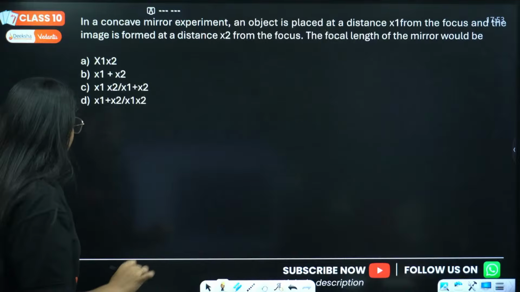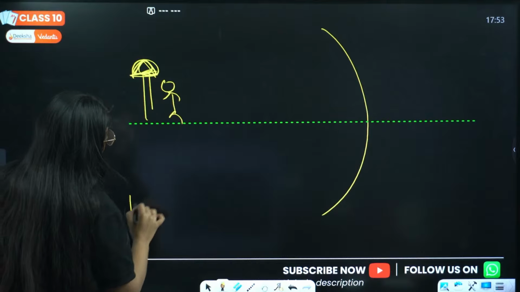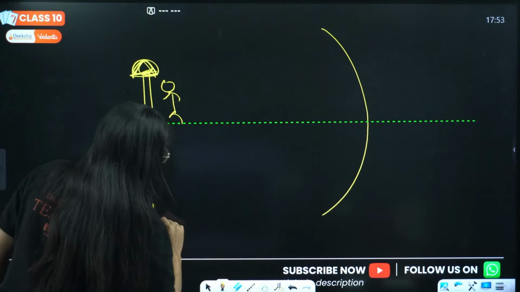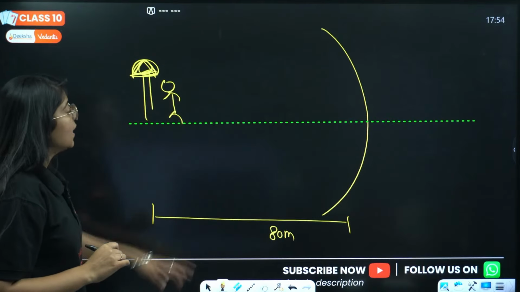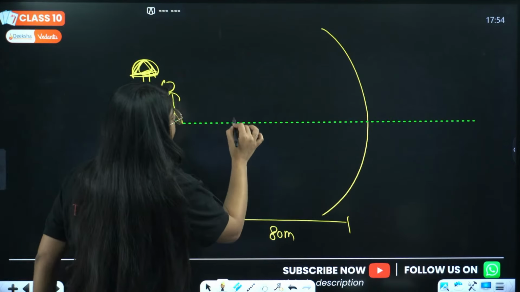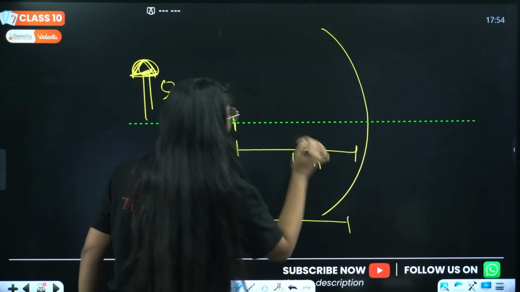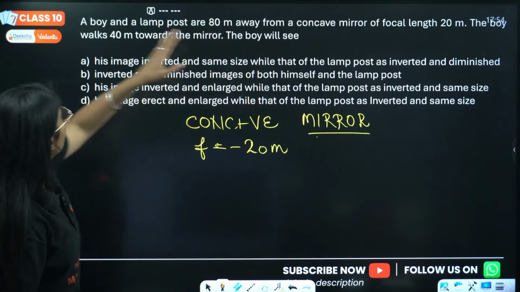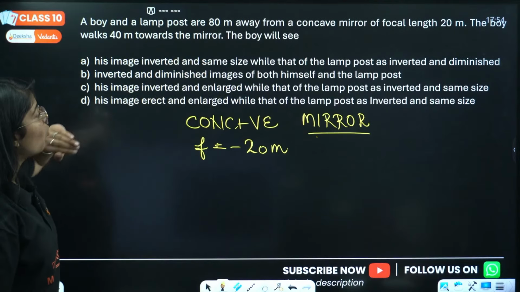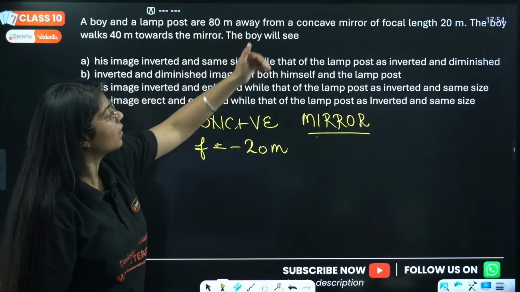The boy and lamp post are 80 meter away from the mirror. So this distance is 80 meters from the mirror, right? Now the boy moved and came to 40 meters from the mirror. The boy walks 40 meter towards the mirror. The boy will see what? His image inverted and same size, while that of the lamp post is inverted and diminished.